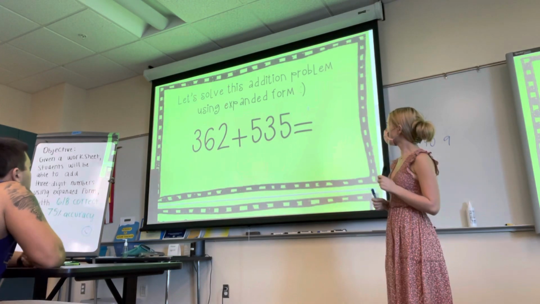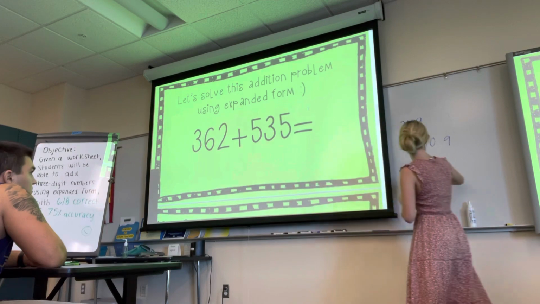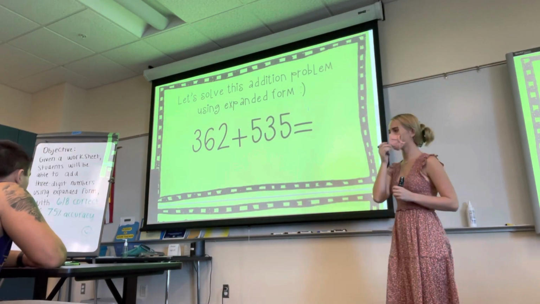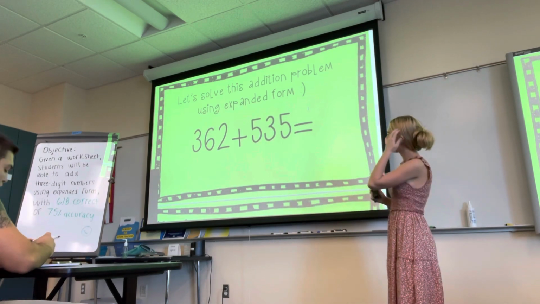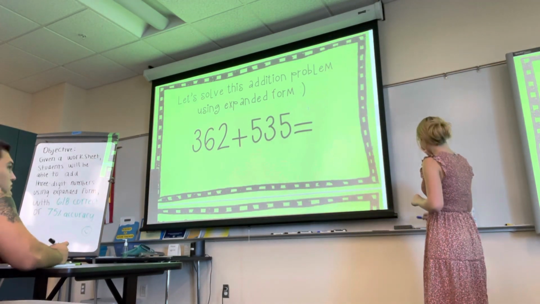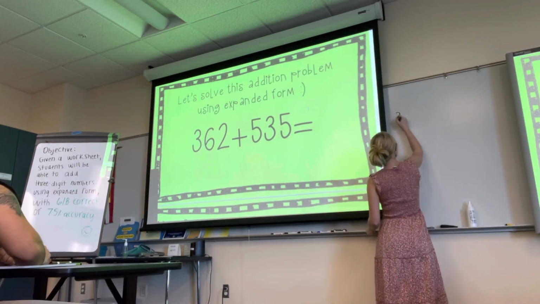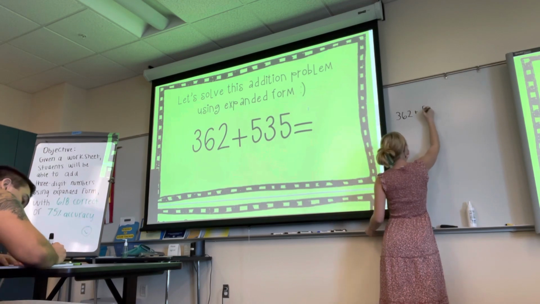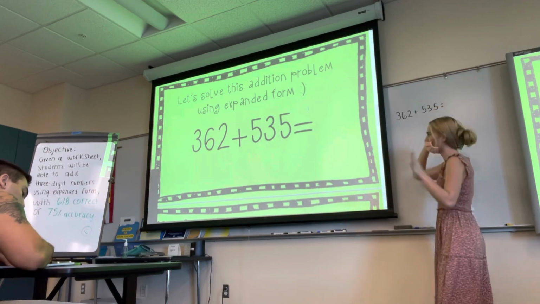We are going to solve this problem using expanded form. We're going to add it, and we are going to go over the steps together. So everyone grab their whiteboards real quickly. Now I don't expect you to know how to do this right away, so we're going to go over the steps together. Let's start by writing our equation at the top. 362 plus 535 equals what?